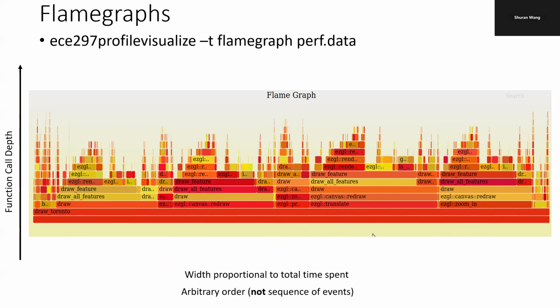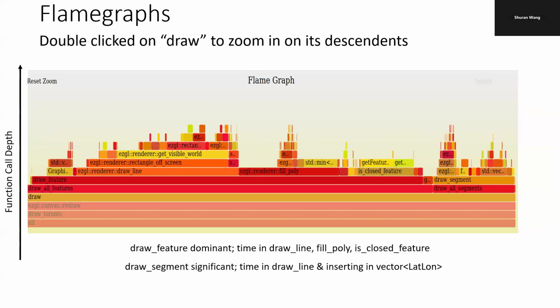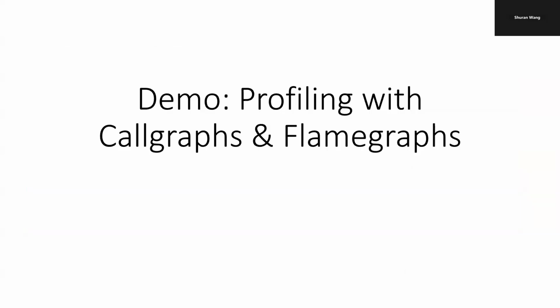And if you want to focus on something, you can double click and zoom in. Like if you zoom into draw, you will see that the most time is in draw all features and draw all segments, very clearly. And if you focus on draw features, you can see how much time is spent in draw line, how much time in draw fill polys, how much time is in is close feature, and etc. I'll show that in a demo.